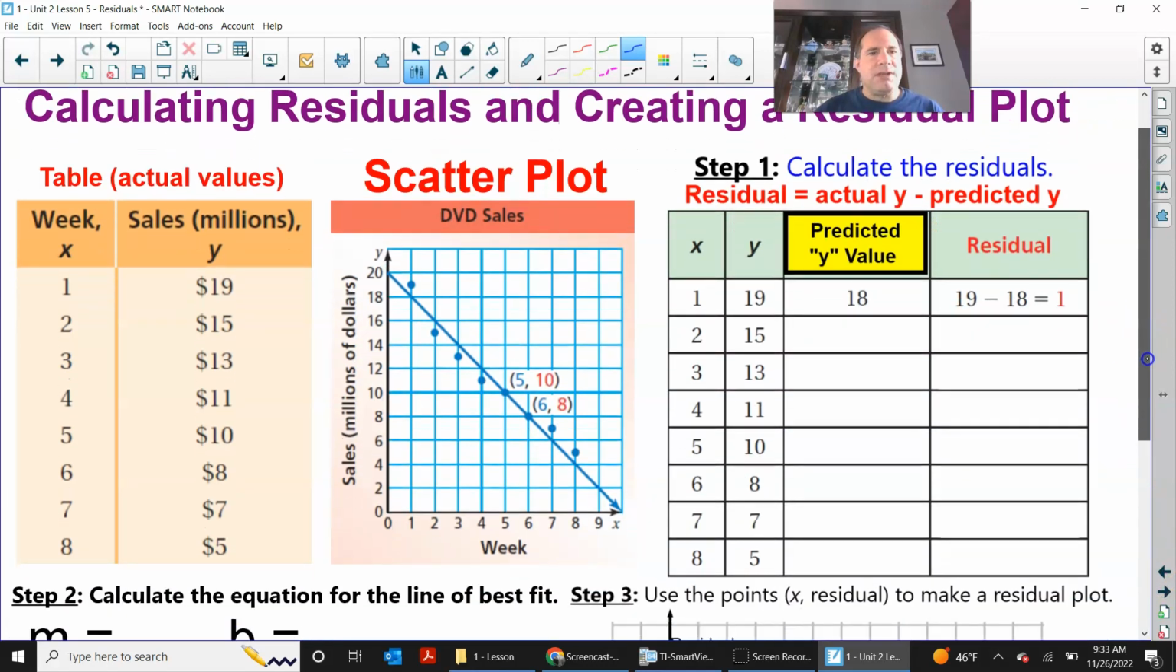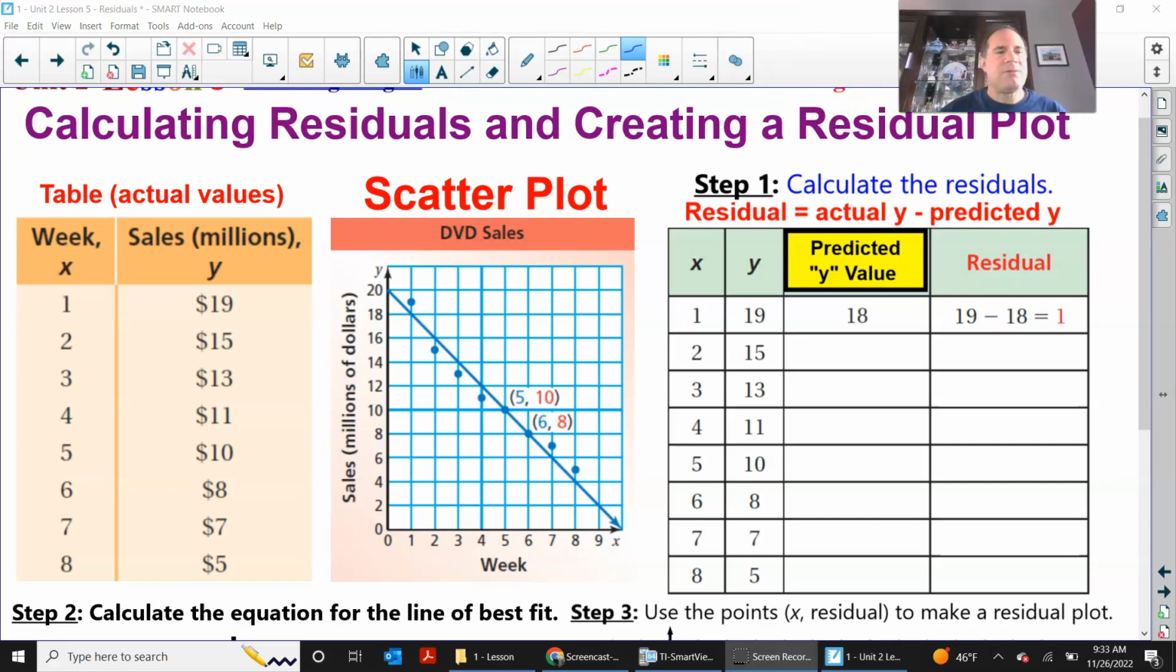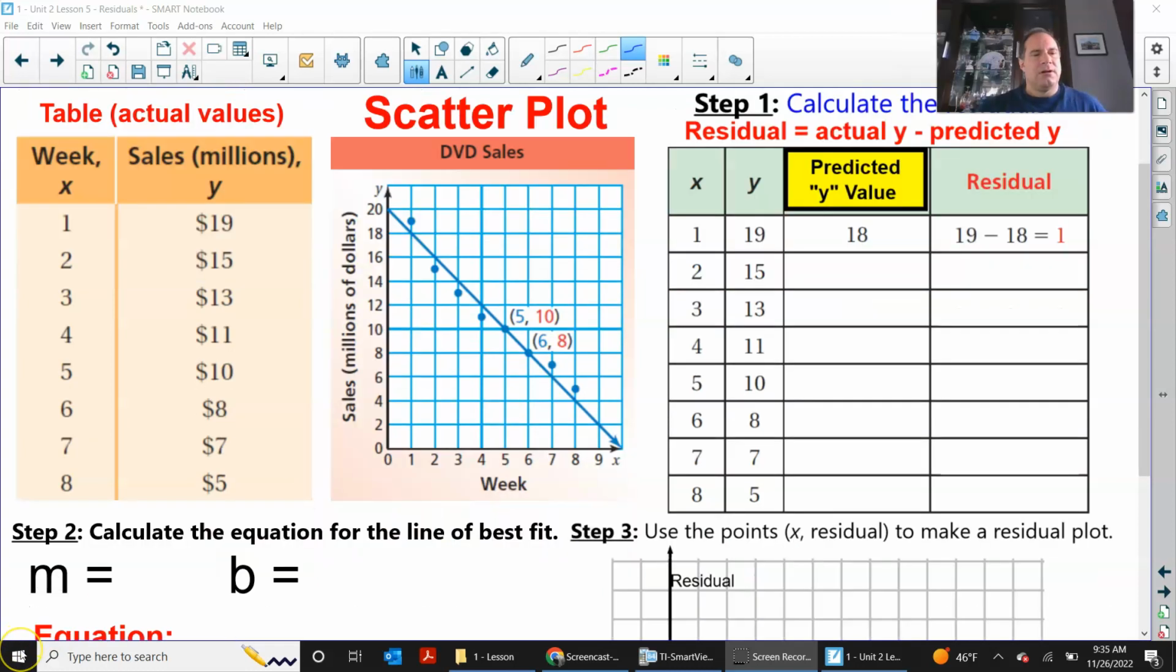All right. So calculating residuals and creating a residual plot. This is where sometimes it gets a little bit tricky, but I think you could do this. This is going to be easy for you. All right, here we go. It says step 1, calculate the residuals. But I'm just going to go to step 2 because it says calculate the equation for the line of best fit. You have to know how to do this by hand, but we're just going to go ahead and see how we're going to do this.